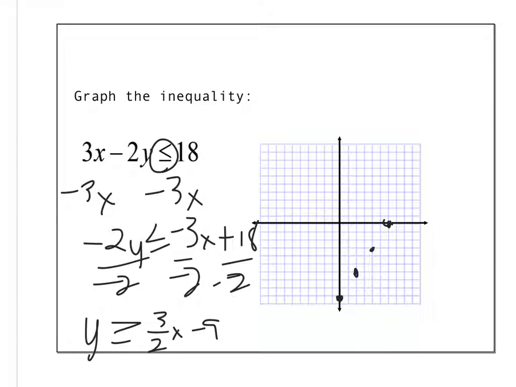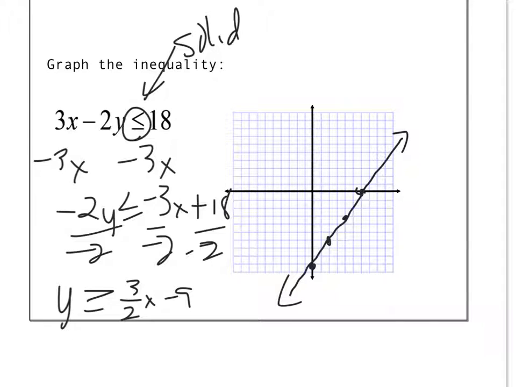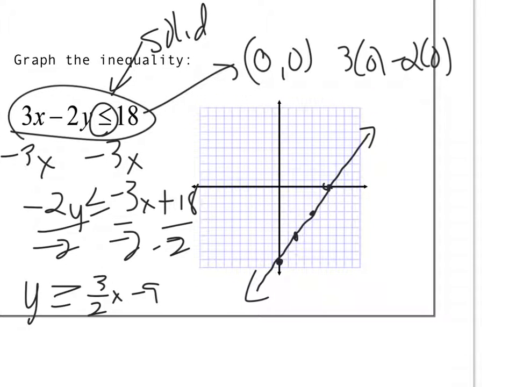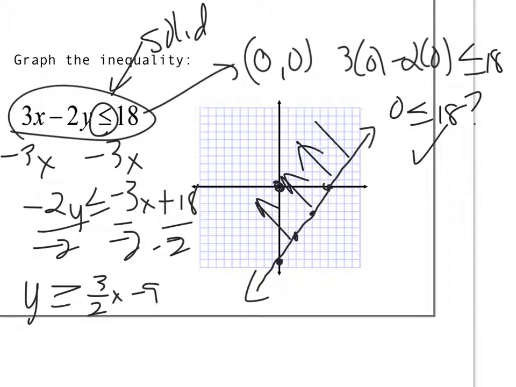So then this means it's going to be a solid line right through here. And then to figure out which way to shade, I like testing a point. So I'm going to test it back into here. I'm going to test 0, 0. So 3 times 0 minus 2 times 0, is that going to be less than or equal to 18? Is 0 less than or equal to 18? That is true. So 0, 0 is true, and I'm going to shade towards that. So that's what that one looks like. All I did was a little bit of algebra to move that around.